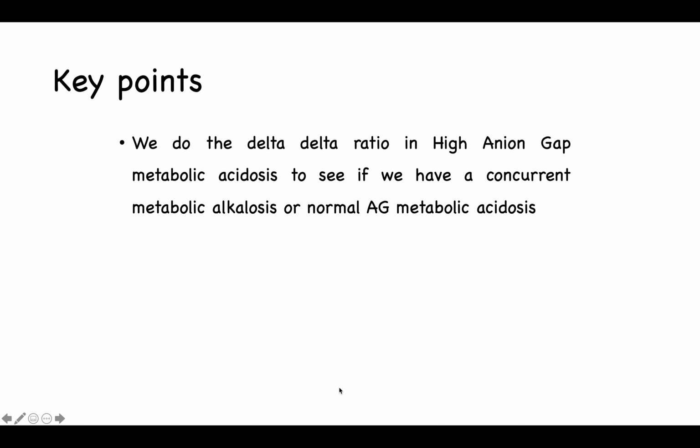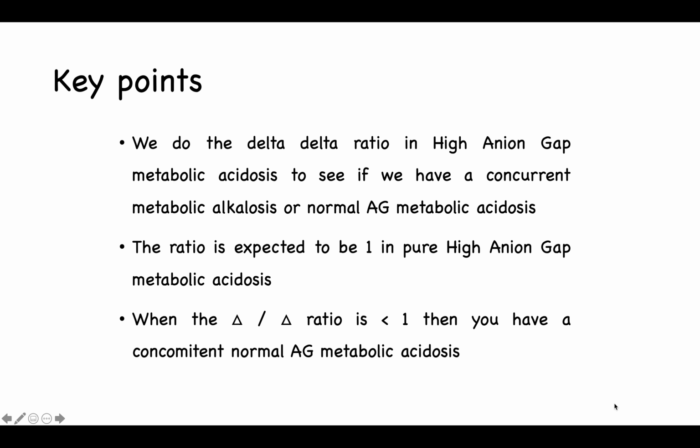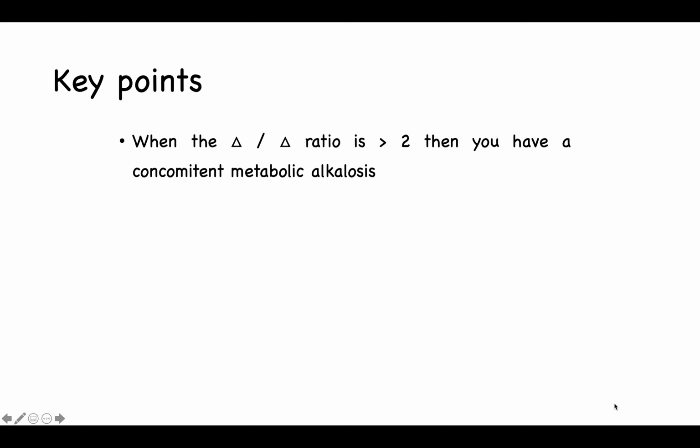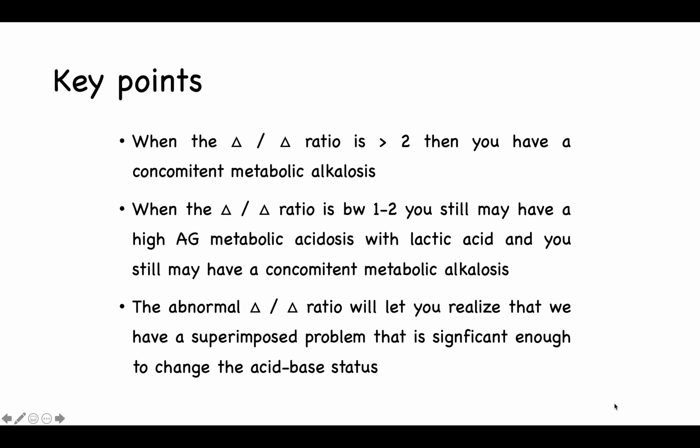Okay, let's summarize. We do the delta-delta ratio in the context of high anion gap metabolic acidosis in order to know whether I have a concomitant metabolic disorder or not. The ratio is expected to be 1 in pure, simple, not mixed high anion gap metabolic acidosis. The ratio is going to be less than 1 when you have a concomitant normal anion gap metabolic acidosis. The ratio will be more than 2 when you have a concurrent metabolic alkalosis. When the ratio is between 1 and 2, you still may have a concomitant metabolic alkalosis, but also you may still have pure high anion gap metabolic acidosis due to lactic acid.